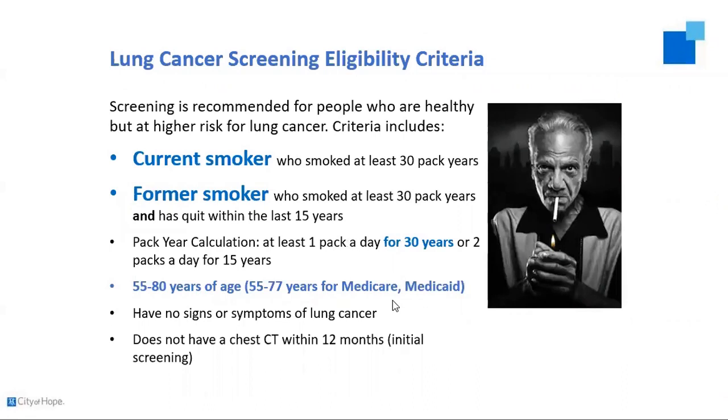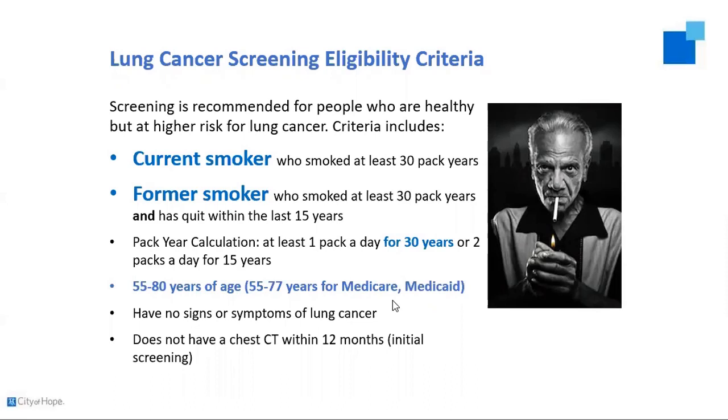First of all, a person needs to be either a current smoker or a former smoker. If they are a former smoker, they should have quit within the past 15 years. Second, they should also have about a 30 pack year smoking history. When we calculate it, it's about one pack a day for 30 years or two packs a day for 15 years. The calculation can be a little tricky, but you can contact us, or ask your providers about this.